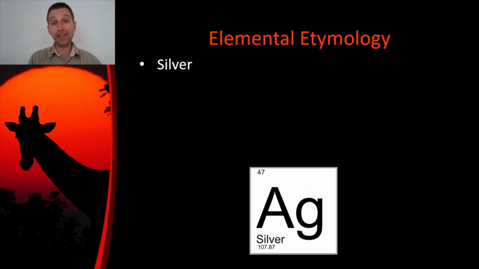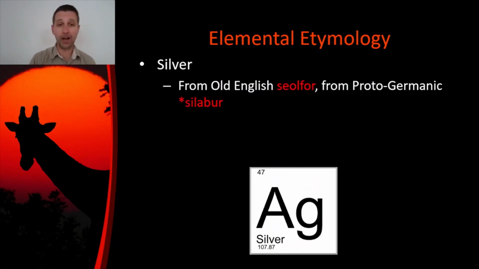The first one is silver. We all know about silver, right? Where does the word silver come from? This is another one of these relatively scarce elements that we did not borrow the name of from some other language or culture. It wasn't discovered recently. It goes all the way back to Old English and then Proto-Germanic before that.